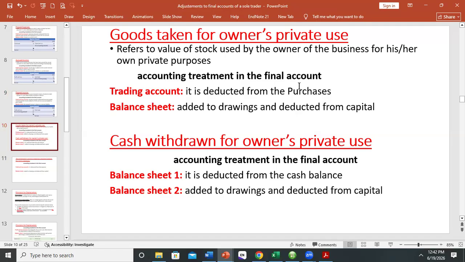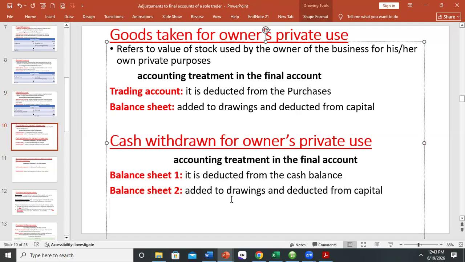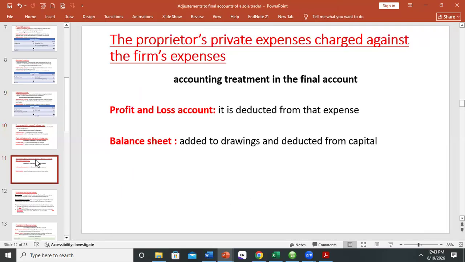And then in the balance sheet too, you treat it as drawings. And we all know that drawings is under the finance by, right? When you bring capital, less drawings. That's what we are talking about. Okay, the other one is when the owner takes cash. So if the owner takes cash, what do you do? You subtract it from the cash, and cash is in the balance sheet, current assets, right? So you subtract it from that cash balance, and then again, you treat it as drawings, which you subtract from capital under finance by.